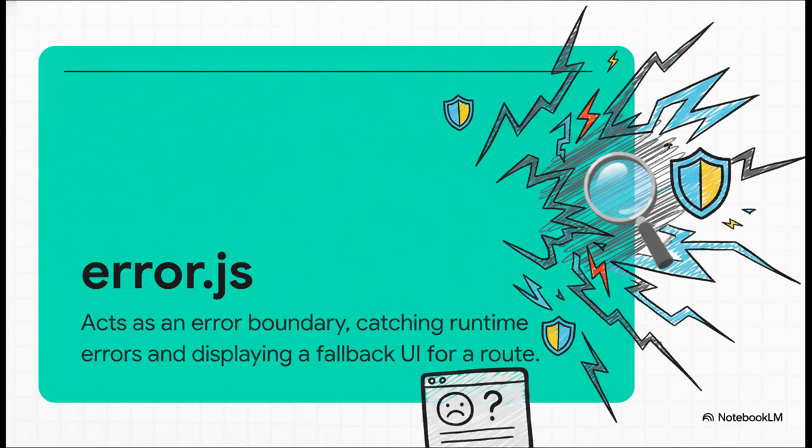And what about when things go wrong? Because they do. Well, with an error.js file, you automatically wrap your page in what's called an error boundary. So if something breaks, it won't crash your entire application. Instead, your users will see a helpful fallback screen that you designed. It just makes your app so much more resilient.